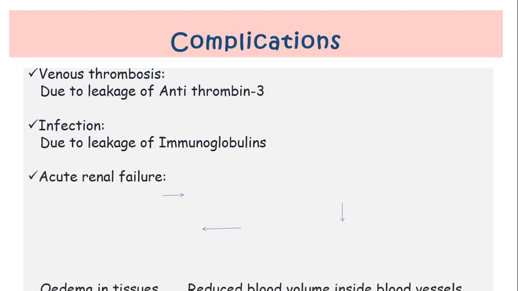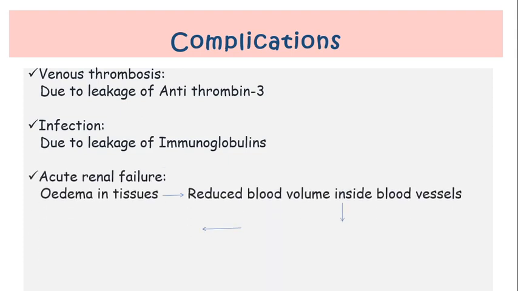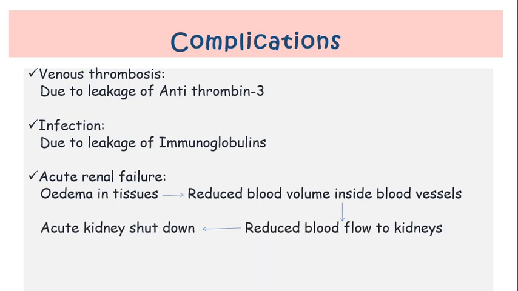Acute renal failure. Why? Due to edema in the tissues, all the fluid is now in the tissue spaces, so inside the blood vessels, the blood volume is low. When the blood volume is low inside the circulatory system, the blood flow to all the organs gets reduced. Similarly, the blood flow to the kidney also reduces, and when the blood flow to the kidney reduces, it can cause the kidneys to shut down. This is called acute kidney shutdown or acute renal failure.